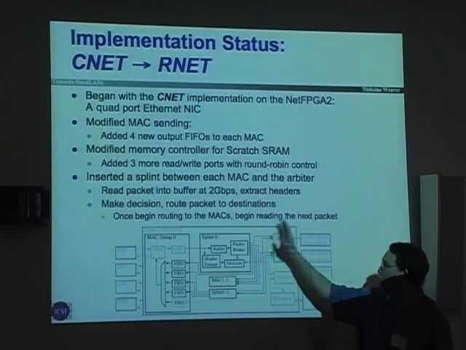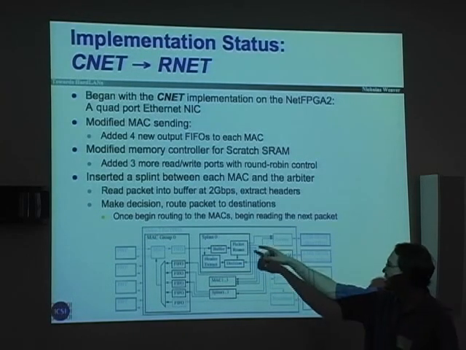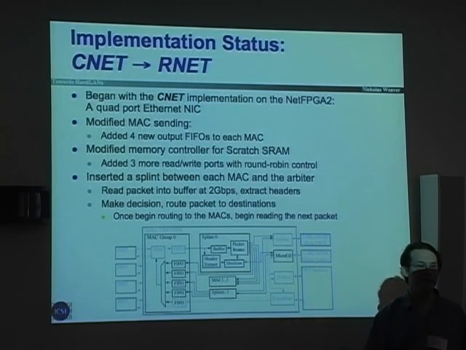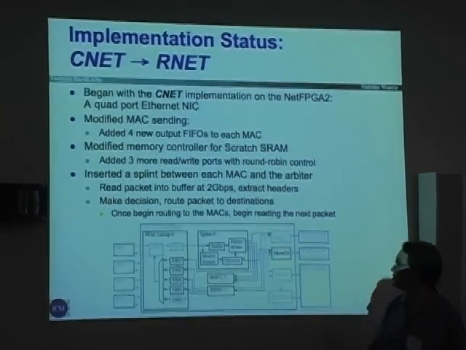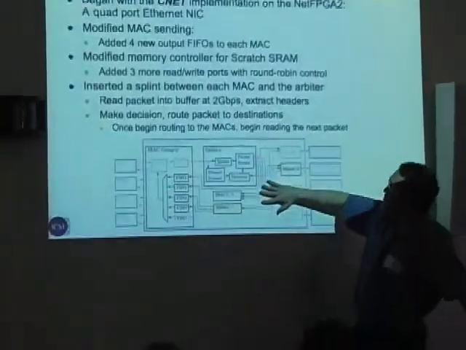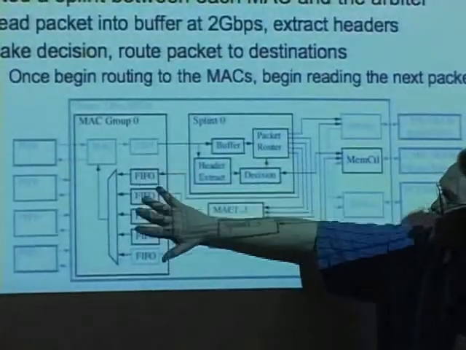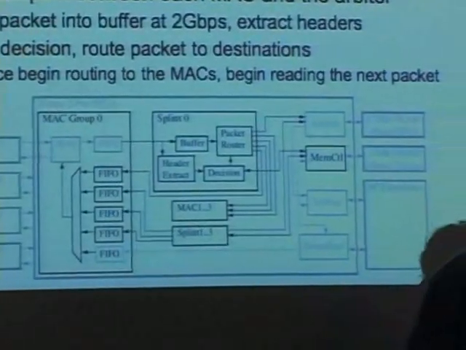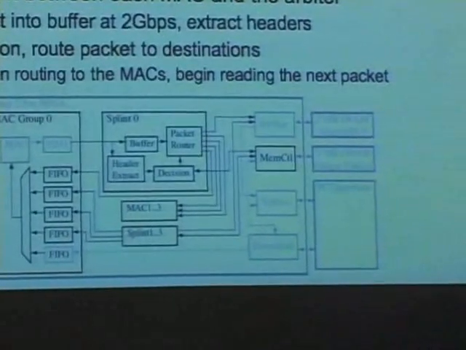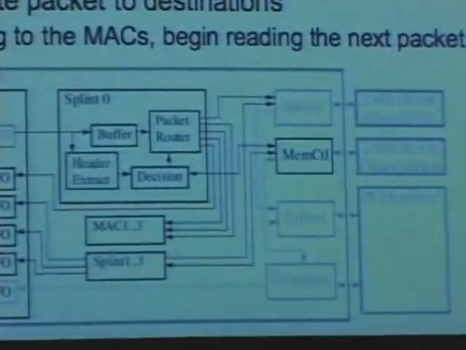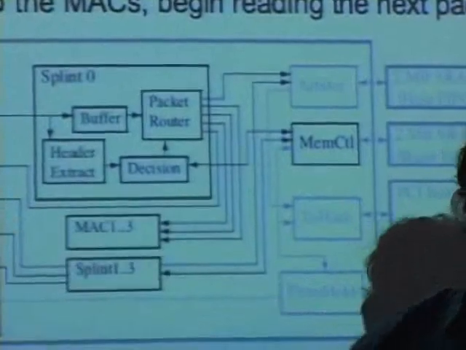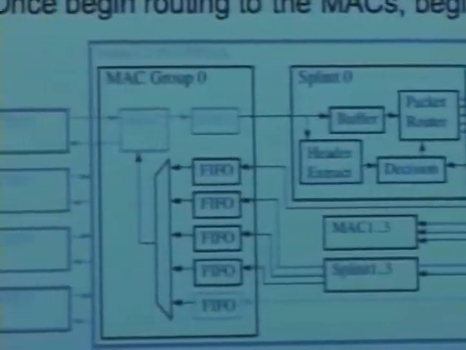And then decide where to write the packet, and either write the packet to the host, because I don't know what to do with it. Looks like a host packet. Or write to any of the Ethernets. And the Ethernets now effectively have a crossbar. So I have a 5 to 4 crossbar for output, so I can route packets to any destination.